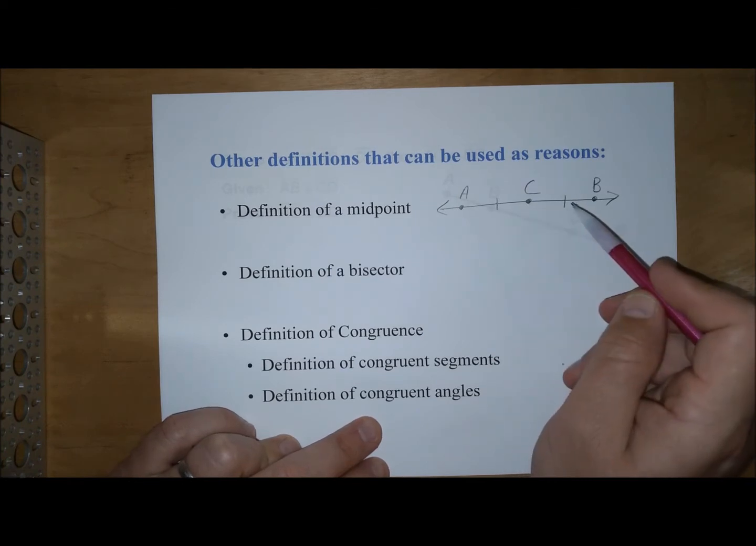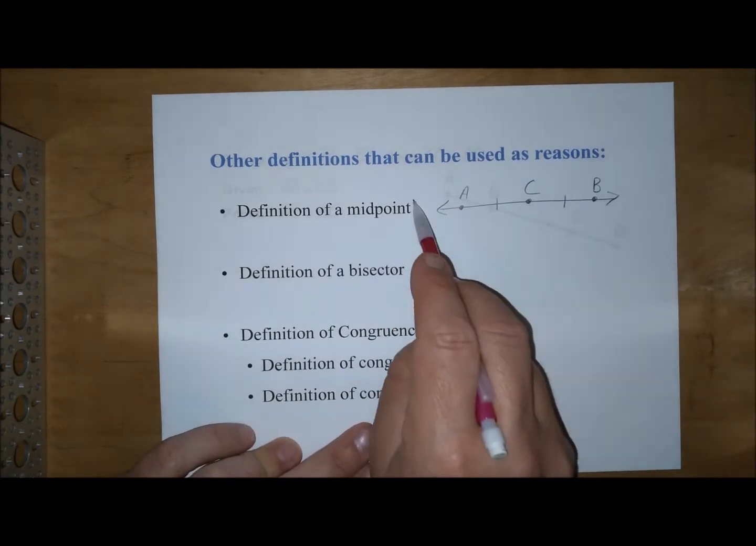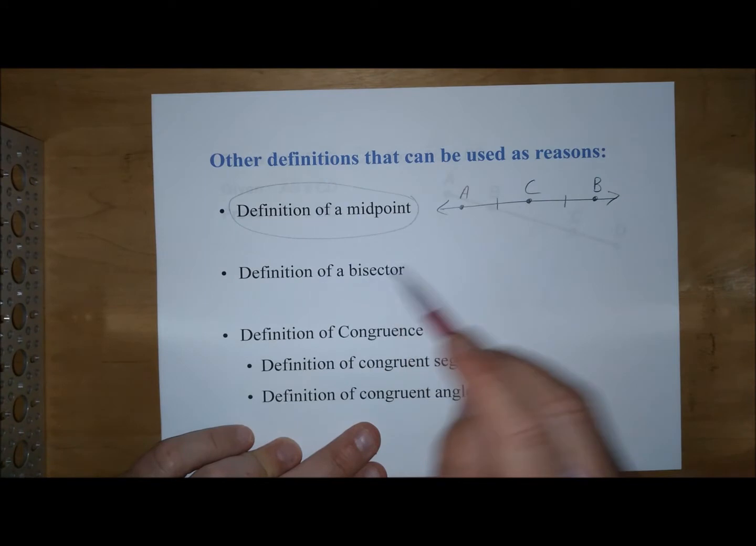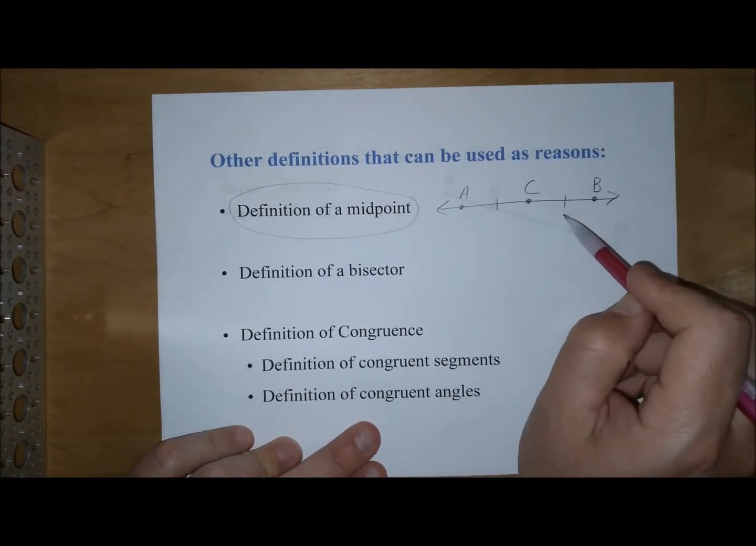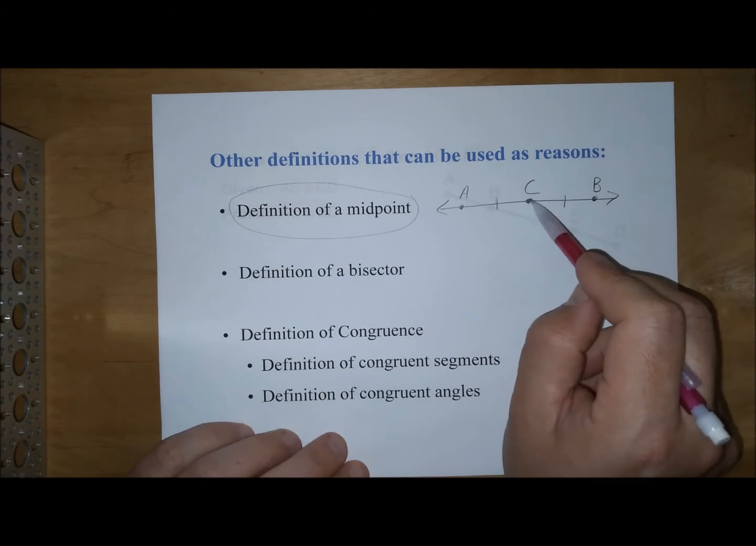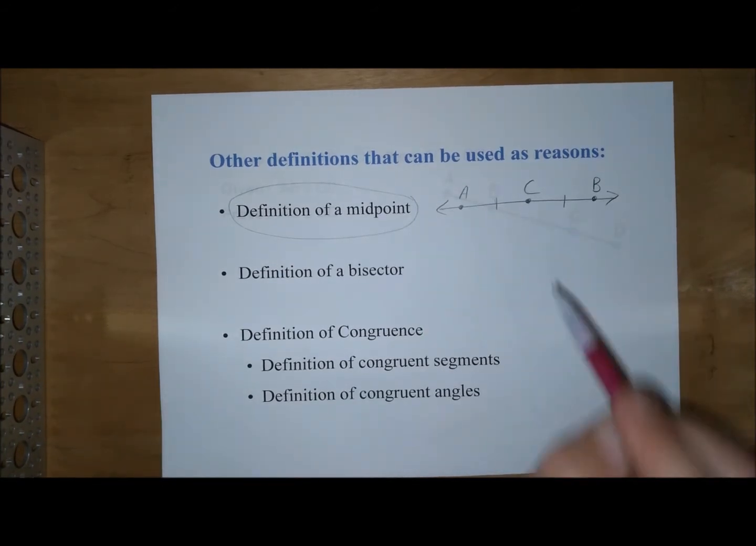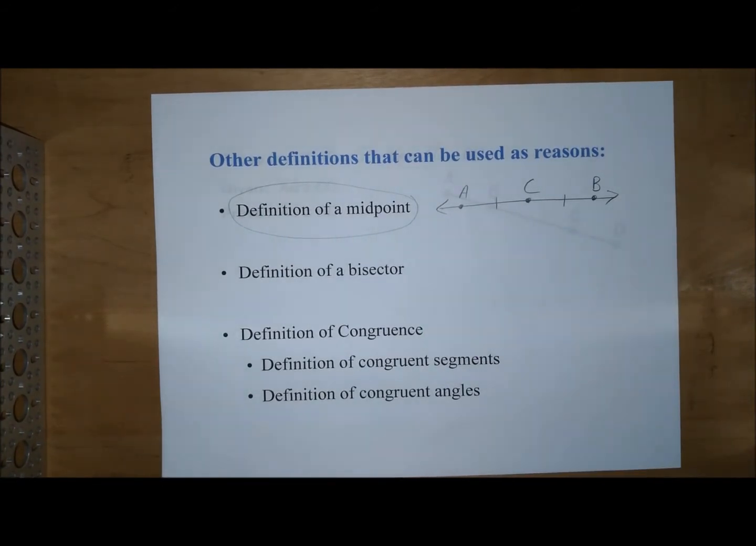But how do I justify it? What reason do I give? That is our definition of a midpoint. If you tell me that C is the midpoint, from that I can conclude that these two segments are congruent, because that is the definition of a midpoint. It lies at the midpoint of a line, creating two congruent segments.